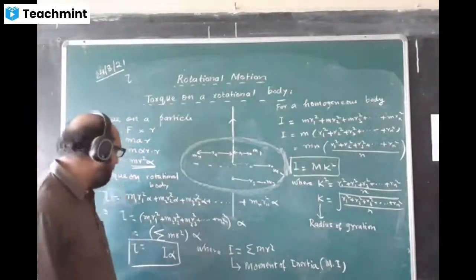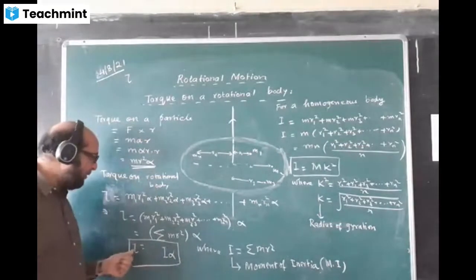So this is done. What is the formula of torque on a rotational body? Torque formula is I alpha.